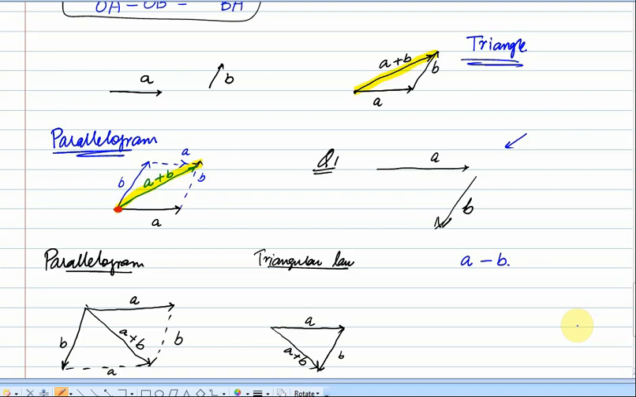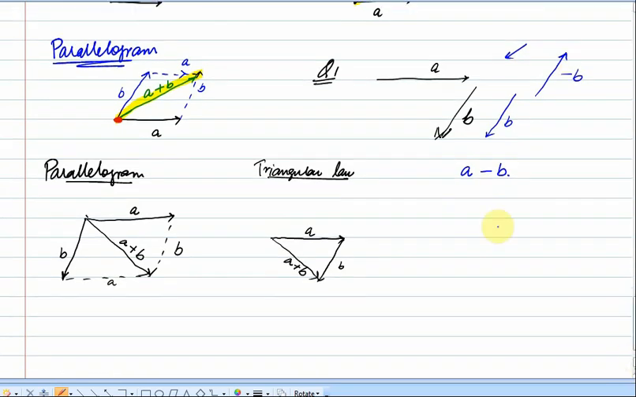Confused or done? Now recall the concept of negative vector. If I am talking about minus B, keep in mind the magnitude of B remains the same. The minus sign only reverses the direction. Now what does it mean? We have a vector B in this direction, right? That is B. If I talk about negative B, it will be like this. That is negative B, right?